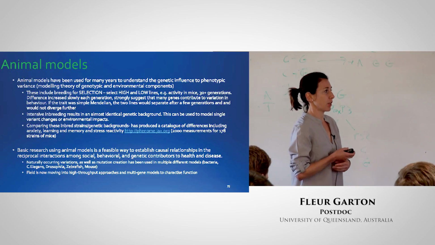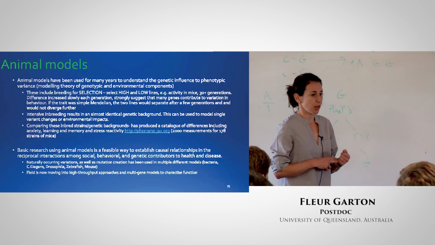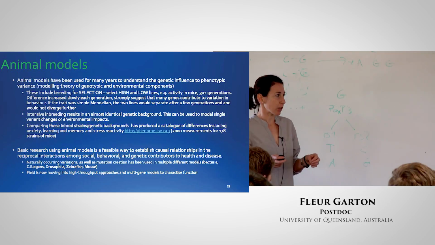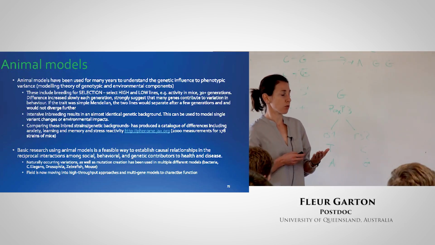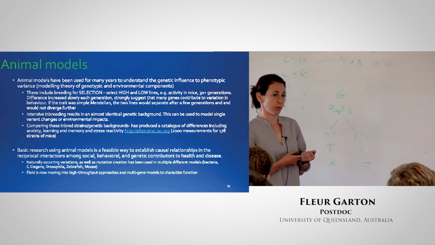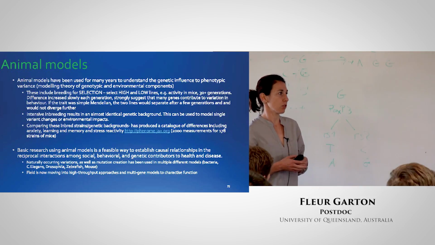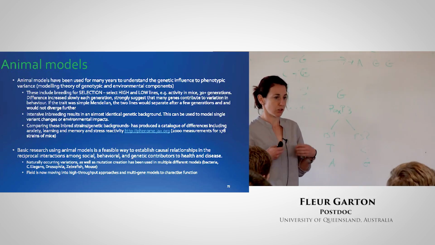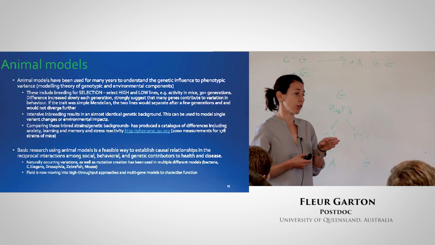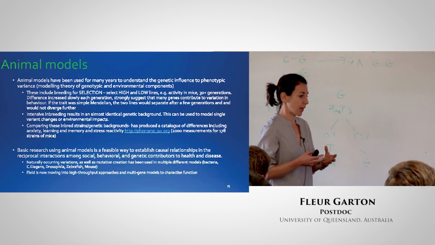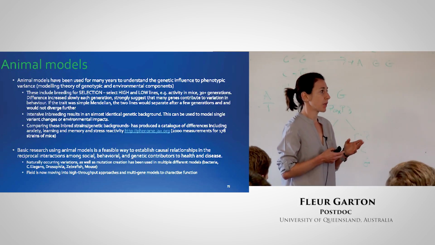Intensive inbreeding results in almost an identical genetic background, and so this can be used to model single variant changes or environmental impacts. So you'll be comparing littermates, and then you'll have a single gene that has been knocked out or overexpressed, and that gives you smaller variants related to genetic background. So you can just narrow down on what the effect of that single gene is. So that's the benefit in that particular approach.